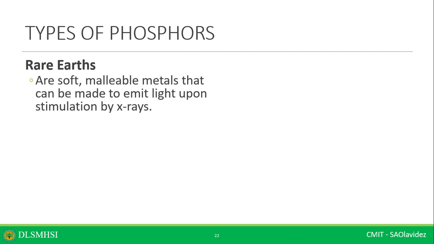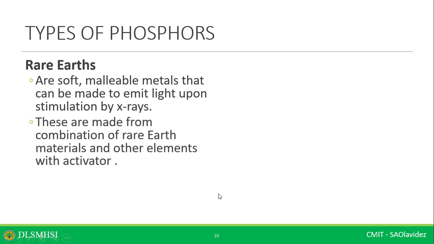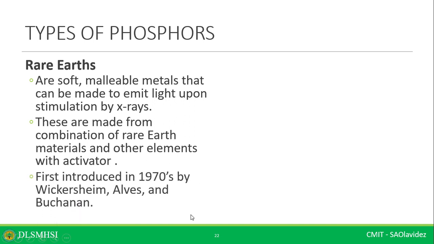The other type of screen is the rare earth intensifying screen. Rare earths are soft, malleable metals that can be made to emit light upon stimulation by X-rays. These phosphors require an activator for them to emit light. It was first introduced by three scientists in the early 70s.